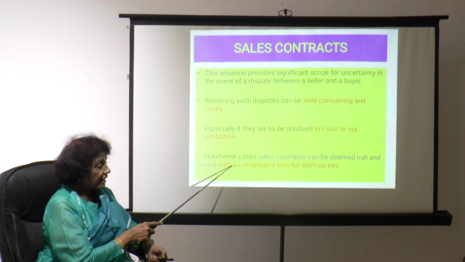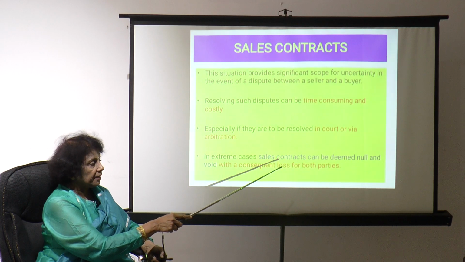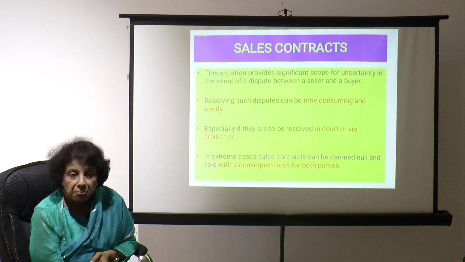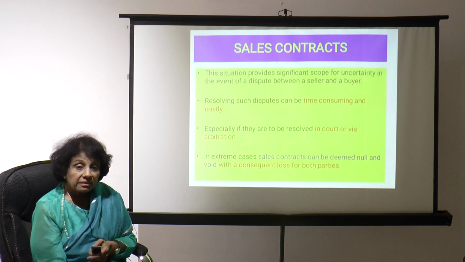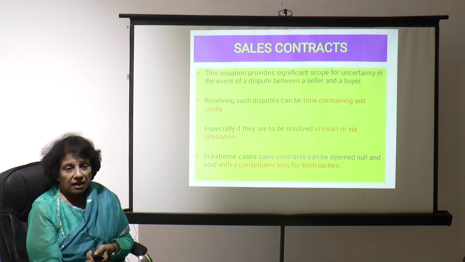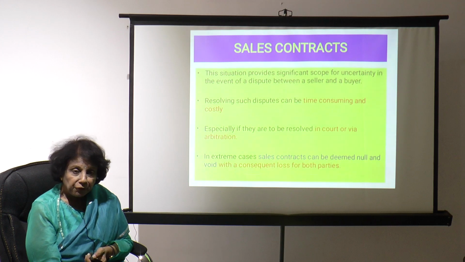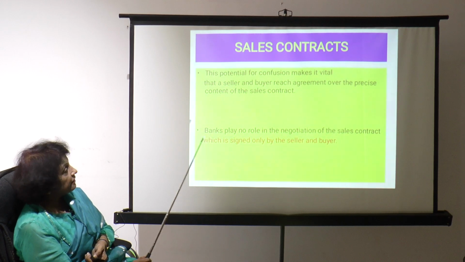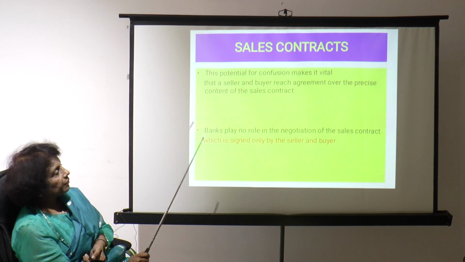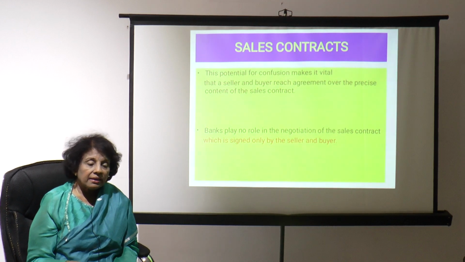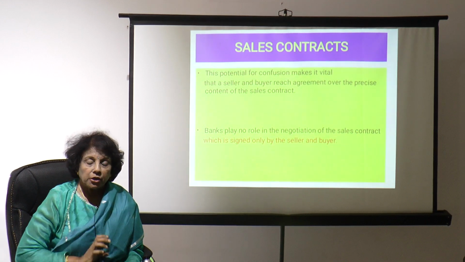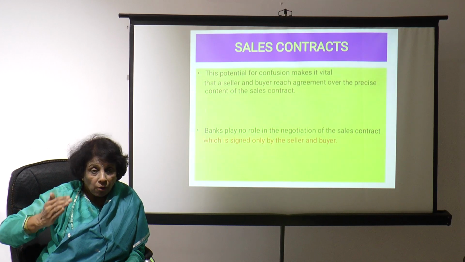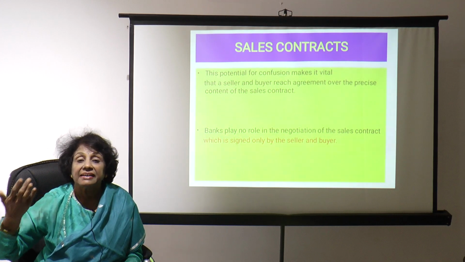In extreme cases, sales contracts can be deemed null and void, with consequent loss for both parties, because there is no general system governing commercial law. It differs from country to country. So this confusion makes it vital that a seller and a buyer reach an agreement, in order to avoid disputes that might arise at a later stage.